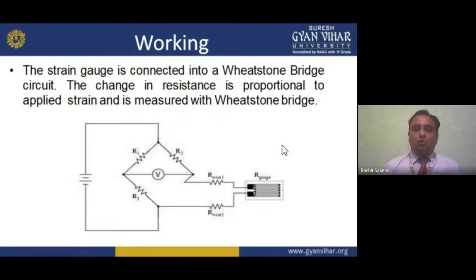The Wheatstone bridge is already known to you. It has four arms, with a resistance in each arm. We can represent it as P by Q is equal to R upon S. So we can identify one resistance if the other three resistances are given. That is the Wheatstone bridge. Wheatstone was a physicist, who made a bridge of four arms, with four resistances connected.